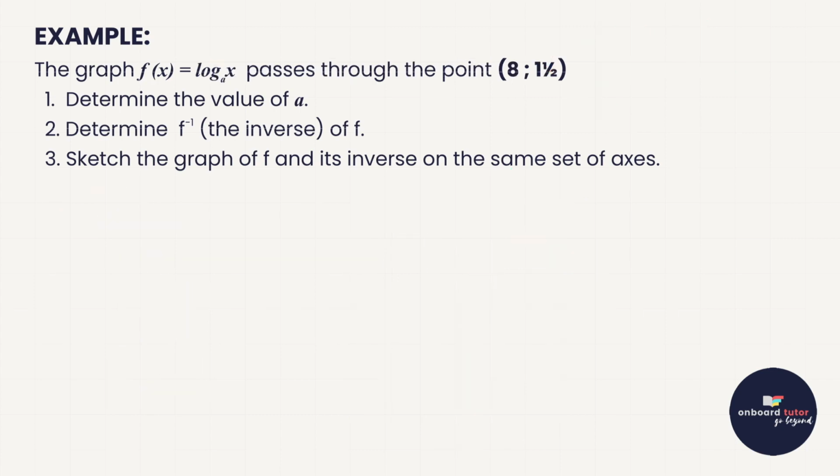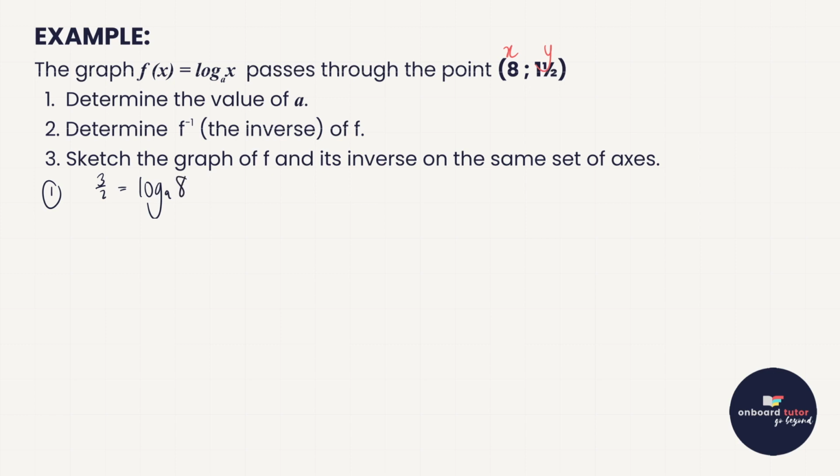Okay, what about something like this, where we are starting off with the log graph, passing through 8 and 1.5 as its points, and then they want us to determine the value of a. Let's see if we can do the same thing, where we substitute in an x coordinate and a y coordinate. What are we going to end up with? So question 1, instead of y, we're going to write 1.5. I'm going to write that as 3 over 2 is equal to log base a of 8.